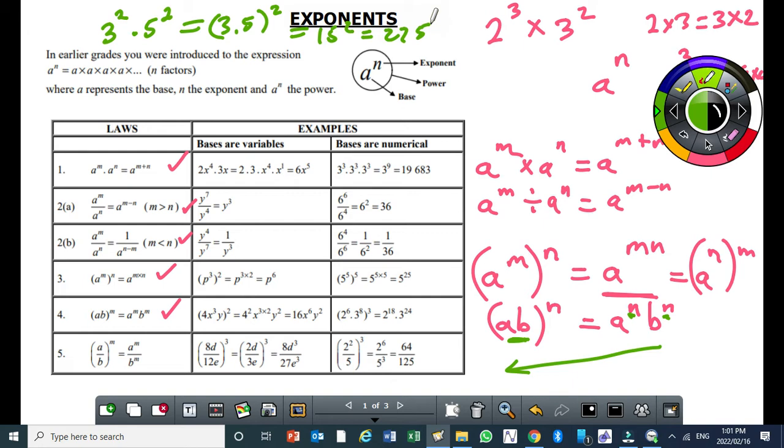Alright? Then number 5. Now, when you are dividing, if you have got a rational base, okay, by rational I mean a base which is a fraction, if it is raised to a specific exponent, okay, so like this. So here, if we have, say, a over b raised to the power of m, this is the same as a to the power of m divided by b to the power of m.